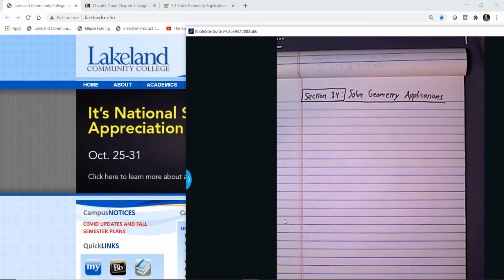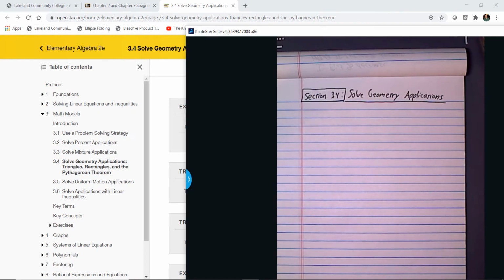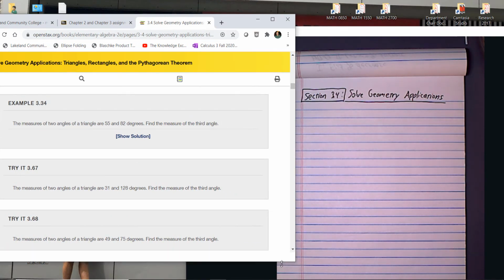I'm going to try and show you guys how to work on section 3.4, which is about solving geometry applications. So I picked out a few problems and I thought I'd again work through them with you and see if they can help you out. So we're going to start with this You Try It 3.68.